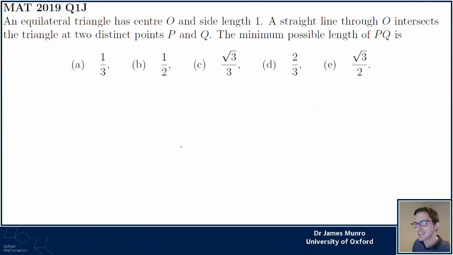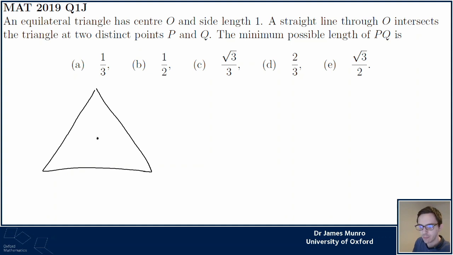Question 1j asks about an equilateral triangle with centre O and side length 1. We're asked to consider what happens when a straight line is drawn through O. It meets the triangle at points P and Q, and we'd like to make the line PQ as small as possible. So there's this possibility that this line could be at some sort of angle. Maybe if I drop a perpendicular here and call that theta or something. We're trying to make the whole length PQ here as small as possible.